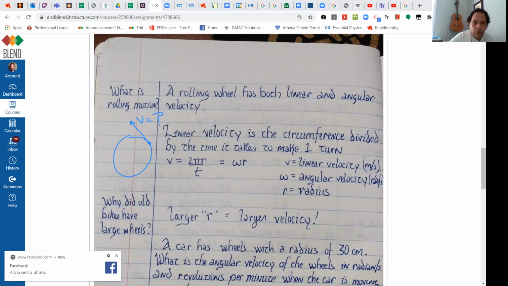So, what is rolling motion? A rolling wheel has both linear and angular velocity. Linear velocity is the circumference divided by the time it takes to make one turn. So it's the circumference, which is 2 pi r, right, divided by the time it takes to make one turn. So this is equal to angular velocity times the radius. So that's interesting. Linear velocity is your angular velocity, which we just learned about, times the radius.